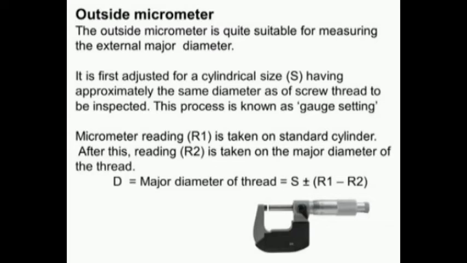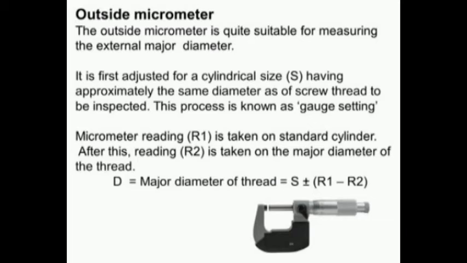That means we get R1, and then the standard cylinder is removed, and a screw thread is placed in between the anvils, and the reading R2 is taken on the major diameter of the thread. By using this relationship, we can calculate the major diameter of the thread.